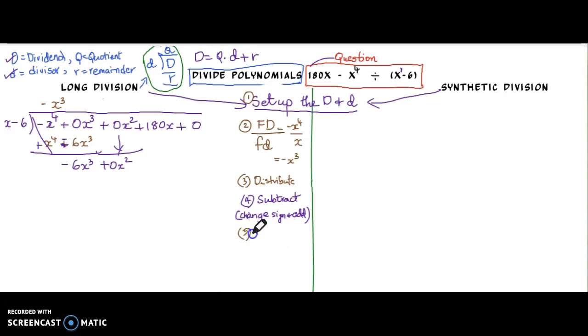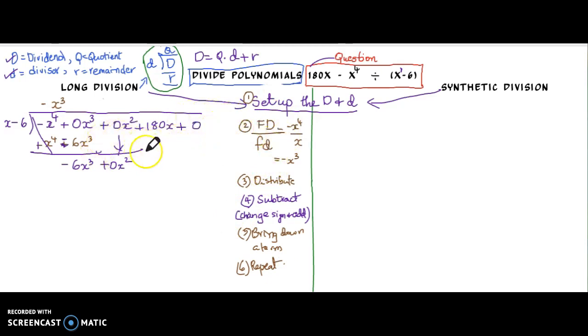Now all we have to do is keep, number 5, I can say bring down a term, bring down the next term, and then you repeat this process, the same process over and over again.